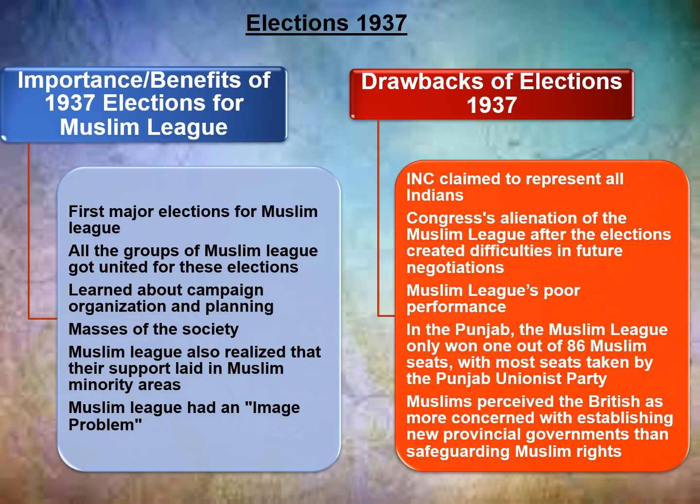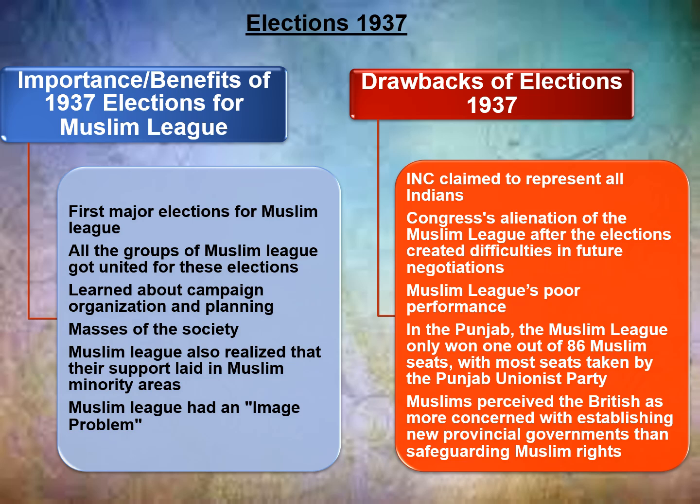Now, if we talk about the importance or benefits of the 1937 elections for the Muslim League, there were some benefits as well. Because it was the first major election for the Muslim League, all the groups of the League got united for these elections and they learned a lot about campaign organization and planning. They also realized how important it is to go to the masses of the society. And they also realized that their support lay in the Muslim minority areas because the Muslim majority areas did not feel threatened by Hindu domination.